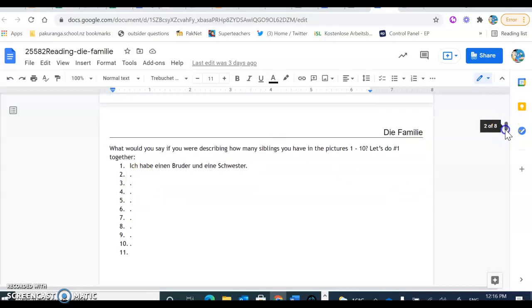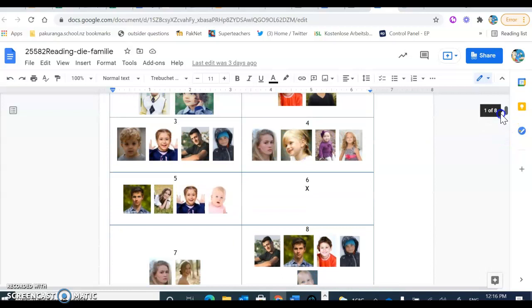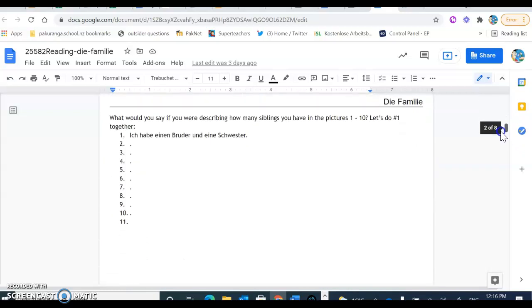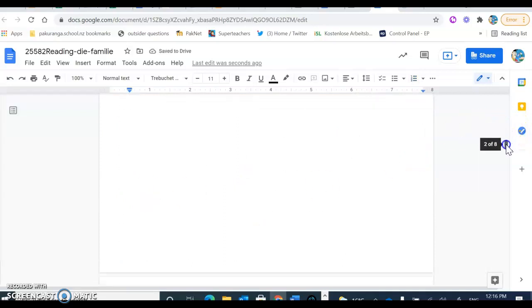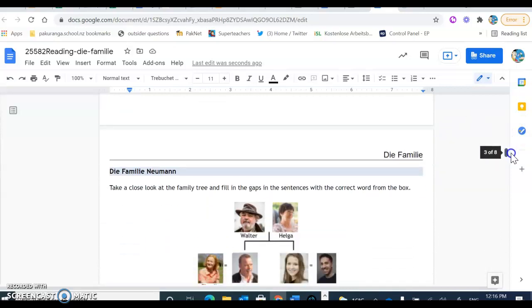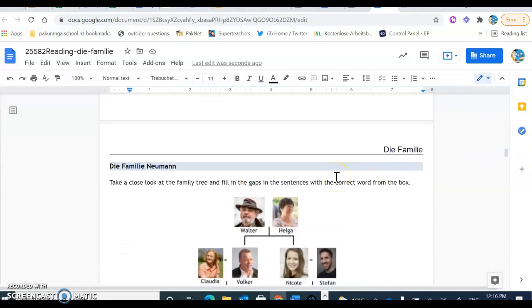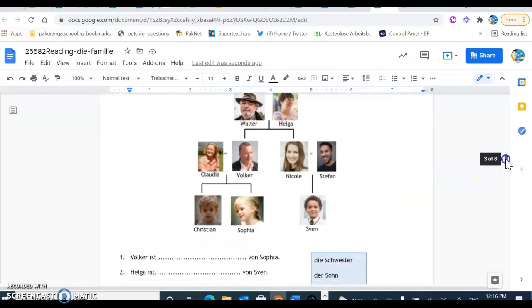Okay? Yeah, for some reason there's a number 11 there. Shouldn't be. Okay. So then we go down to this one here. It says, take a close look at the family tree and fill in the gaps in the sentences with the correct word from the box. So we got Sven at the bottom, Sophia, Christian, Claudia, Volker, Nicole, Stefan, Helge und Walter.